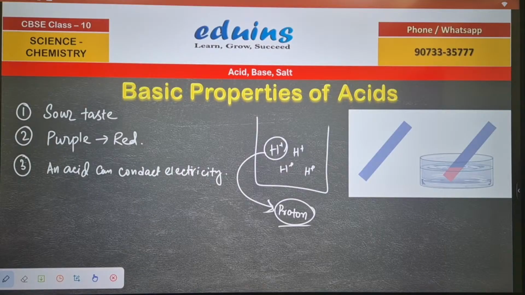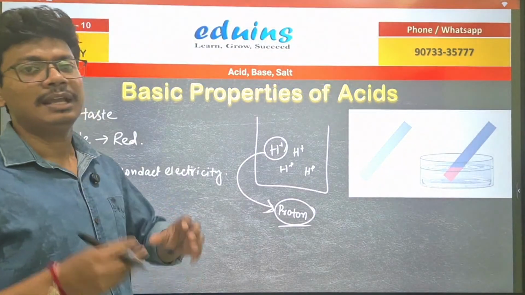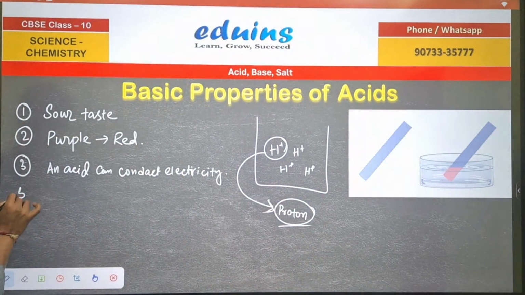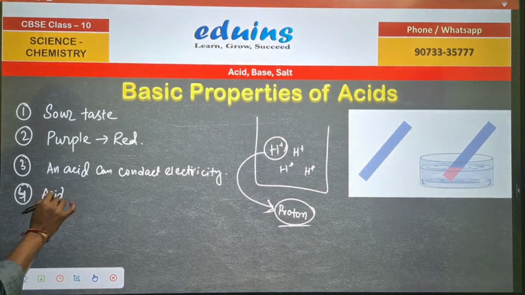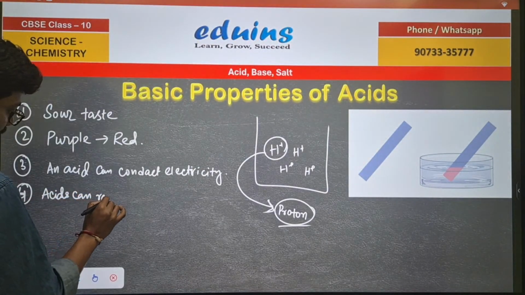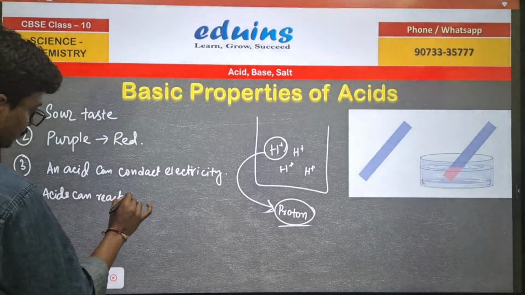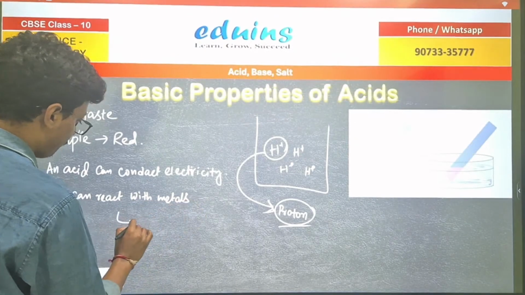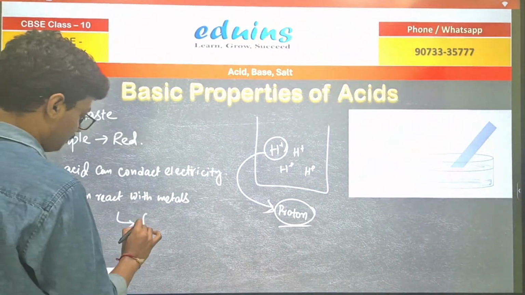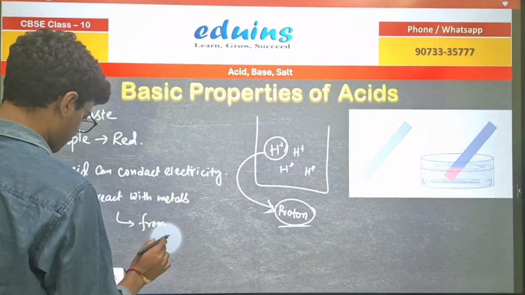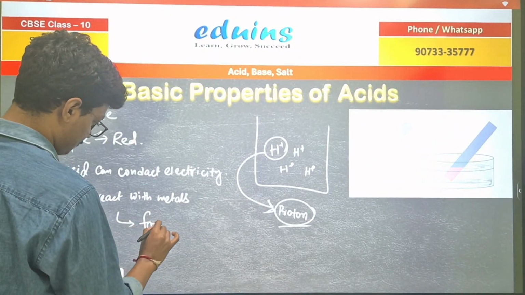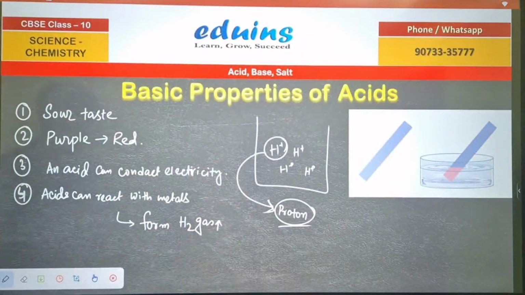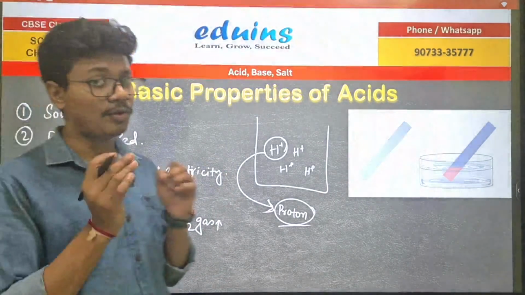Clear? Okay. Now the next property: acids can react with metals and form hydrogen, H2 gas. Okay, the acid reacts with the metal and forms hydrogen gas.